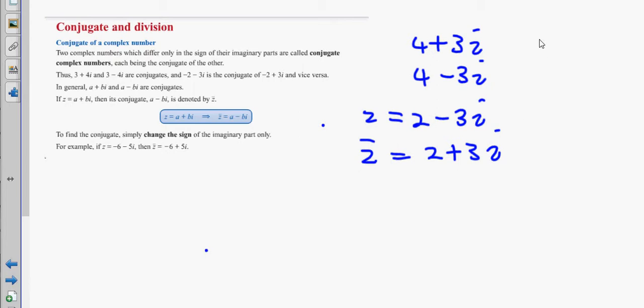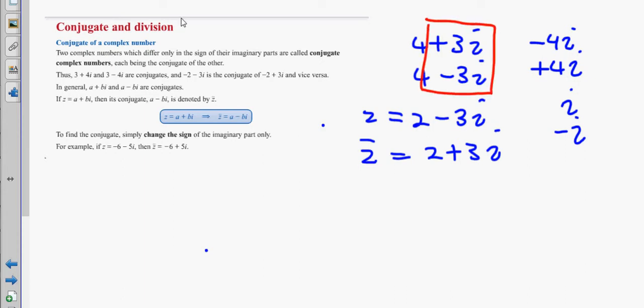Conjugates have to have an imaginary part. So examples would be 4i and minus 4i. The conjugate of minus 4i is plus 4i, or the conjugate of i is minus i. So to find the conjugate, change the sign of the imaginary part only.